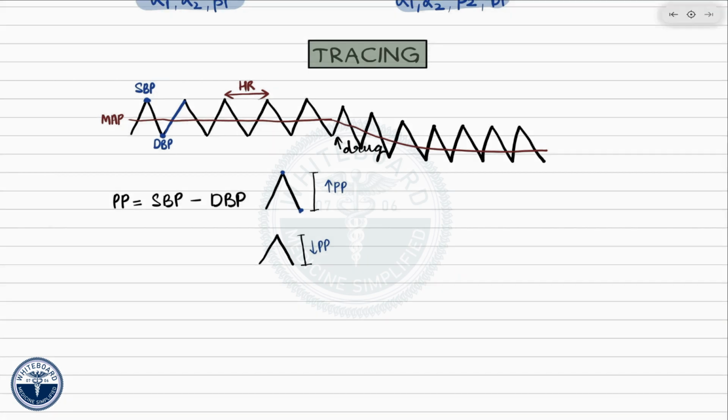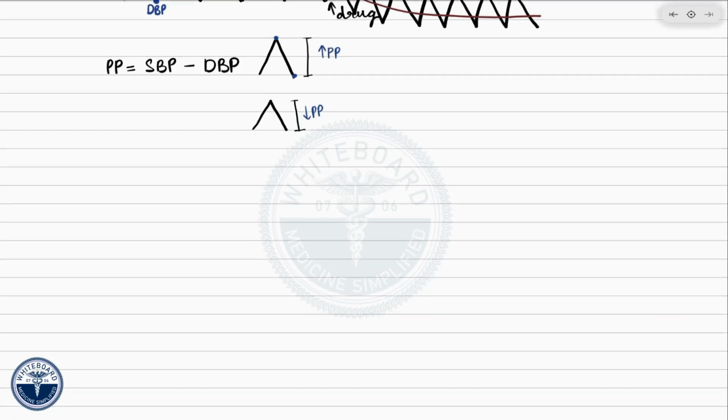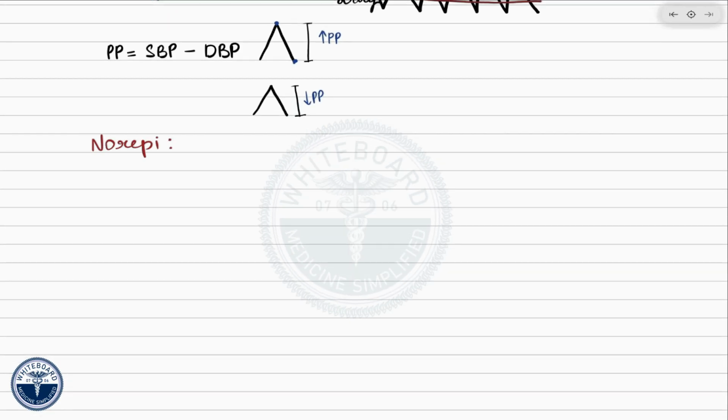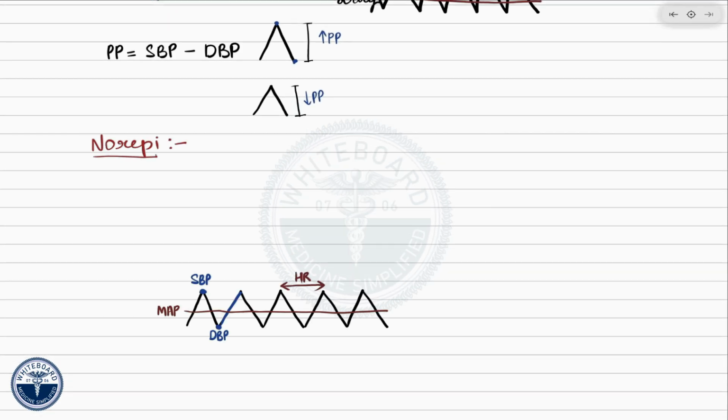Now that we know how to read a tracing, let's put that knowledge to work and see what happens when we administer norepinephrine. Before looking at the tracing itself, let's try to predict what should happen based on the receptors that norepinephrine activates. We know that norepinephrine primarily stimulates alpha-1, alpha-2, and beta-1 receptors with essentially no significant beta-2 activity. For understanding the tracing and action of norepinephrine, the two most important receptors are alpha-1 and beta-1.